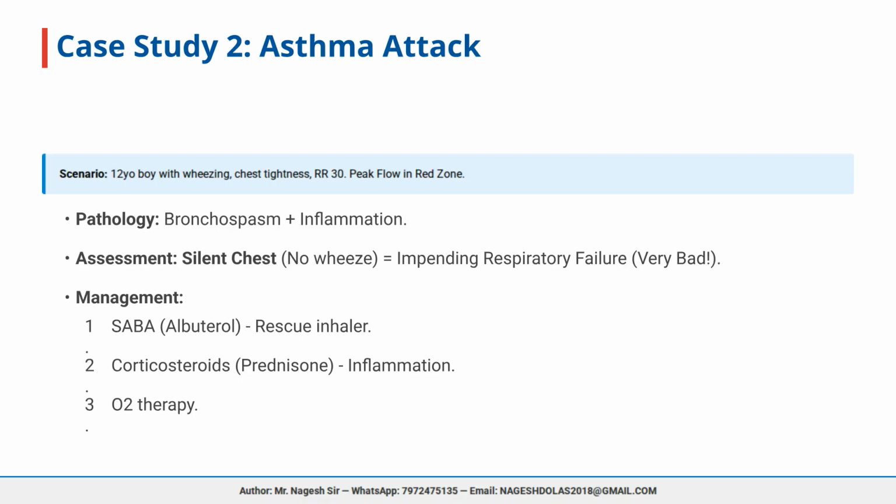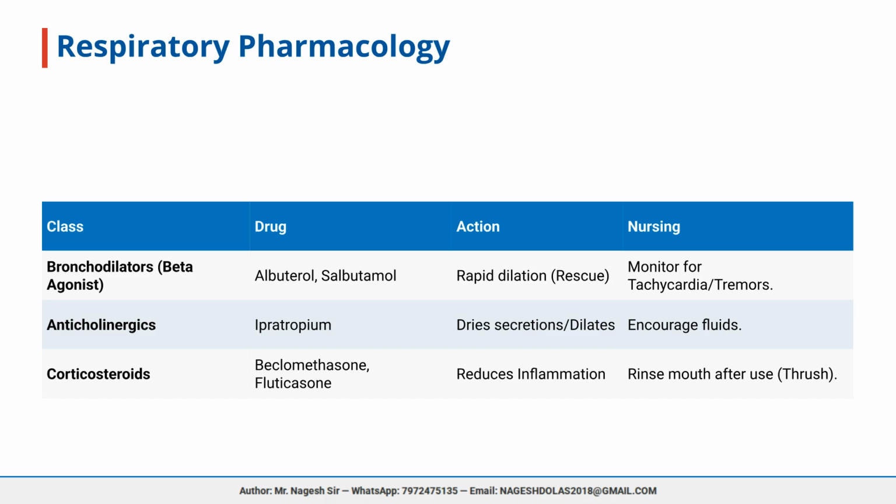In an asthma attack, which involves bronchospasm and inflammation, a silent chest with no wheeze is a severe sign of impending respiratory failure. Management includes a SABA, like albuterol, corticosteroids for inflammation, and oxygen therapy. This video continues with respiratory pharmacology.